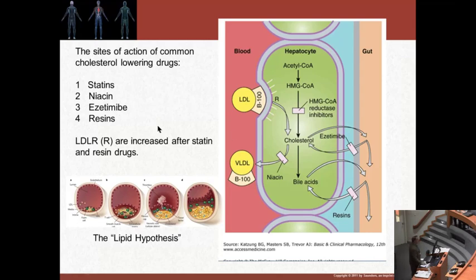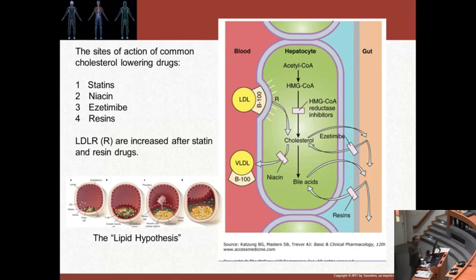Okay? Niacin really inhibits the incorporation of cholesterol into some of these carrier molecules, whereas ezetimibe, the brand name Zetia, inhibits the absorption, as do resins, of cholesterol from the gut into the hepatocyte. Okay? So the sites of action for these drugs are listed here, 1 through 4, shown there.